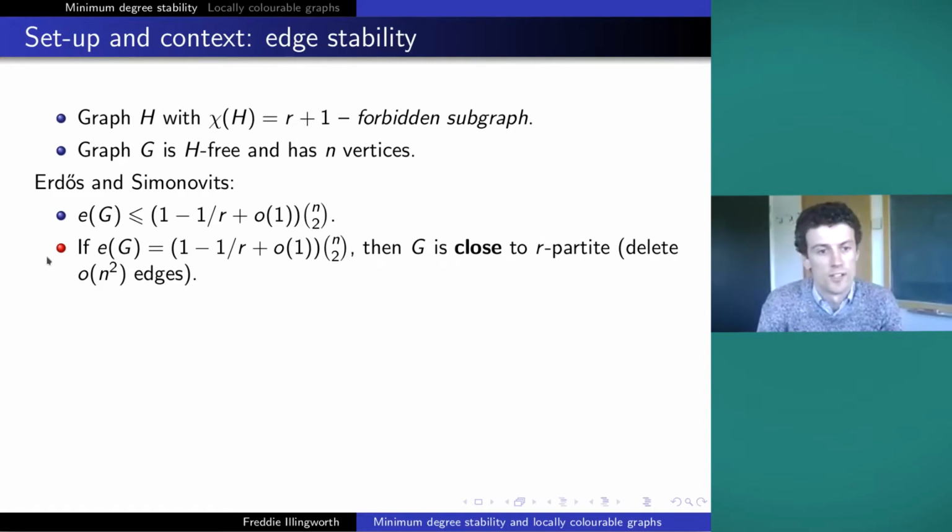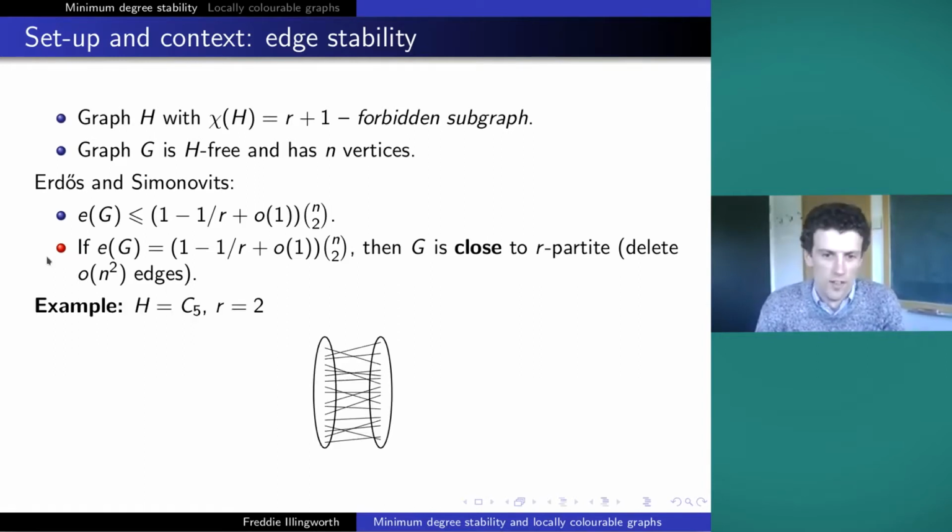So if you're H-free and you have close to (1 minus 1 over r) n choose 2 edges, you're close to r-partite. And for this talk, close to is going to mean that you can delete little-o of n squared edges to make it r-partite. So you can delete sort of 0 proportion of the edges to make it r-partite. And if I ever say something's far from something, I mean you can't delete little-o of n squared edges. You need to delete at least constant times n squared edges.